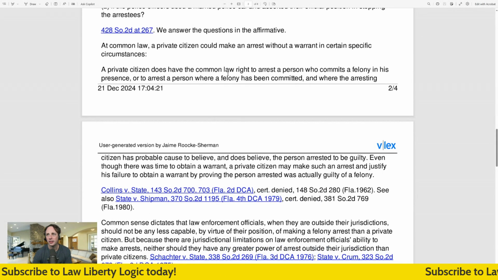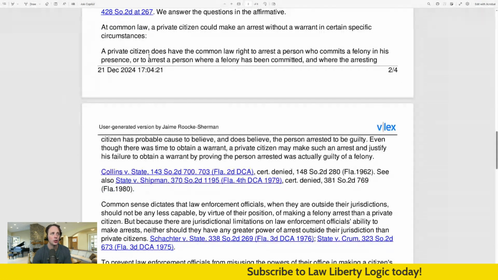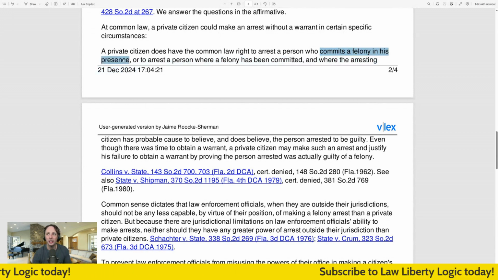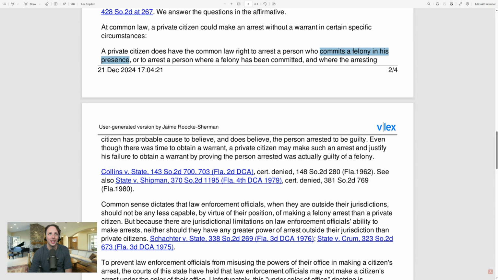So a private citizen does have the common law right to arrest a person who commits a felony in his presence. So first and foremost, a felony in presence, right? You have to understand, you can't just say, oh, well, this person committed a felony, but I didn't see it. It has to be a felony in the presence. You can't just willy-nilly say, well, I heard from someone, or someone else told me something and I have an inference. Nope. They have to be committing that felony in your physical presence. If you don't have that, you can be in trouble.